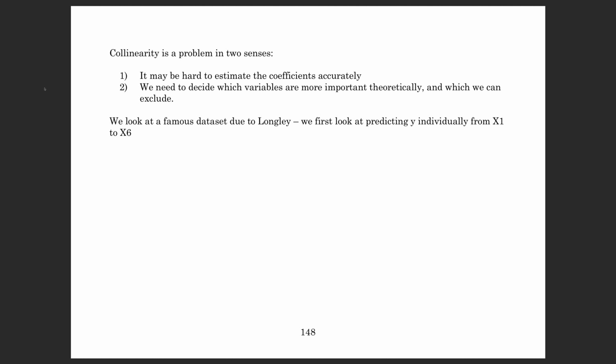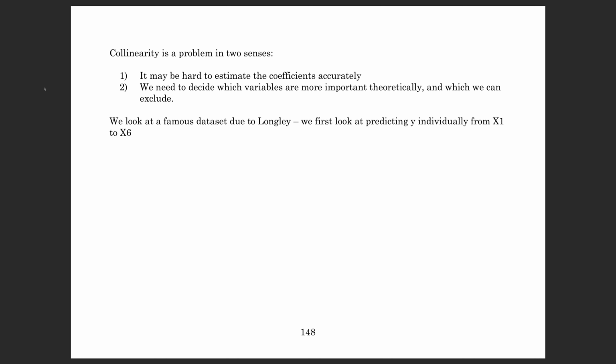So we're actually going to look at a particular famous data set which has been used in the past to illustrate the accuracy of estimation problems. It also turns out to be an interesting example to look at the second part, which is deciding which variables we should be including in our model. So this famous data set has 6 independent variables, x1 up to x6.